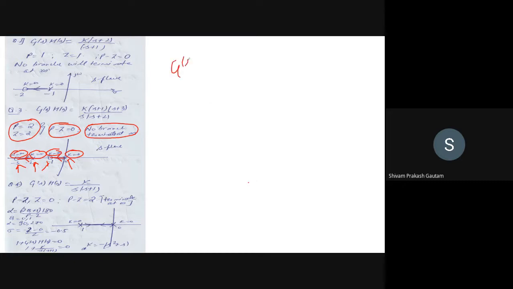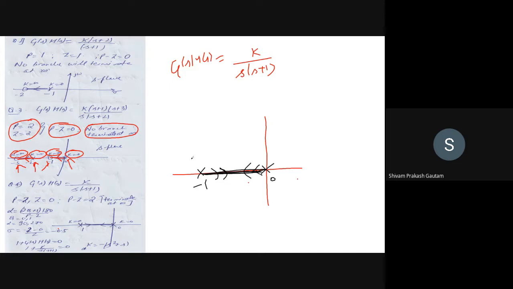That is G(s)H(s) is given by K upon S into S plus 1. Right. So let us just draw. There is one pole at origin and another pole is at -1. So this will be part of our root locus branch straight away. I think you should be able to tell by yourself that this will be part of your root locus. And at this pole, value of gain K is equal to 0.